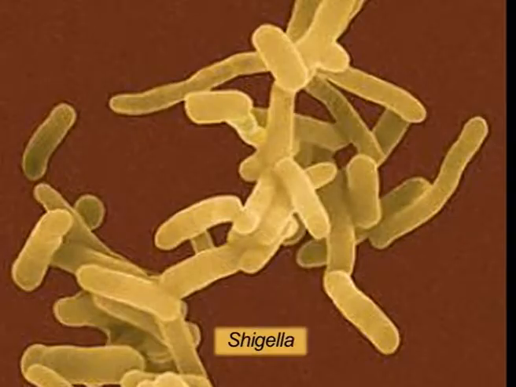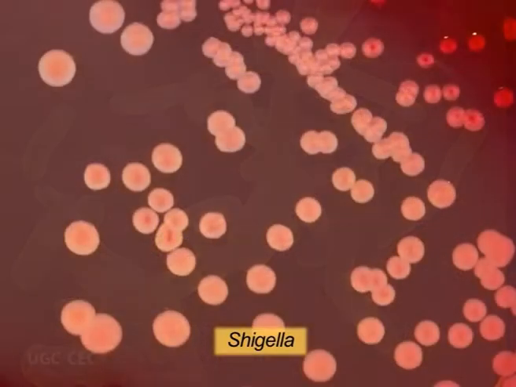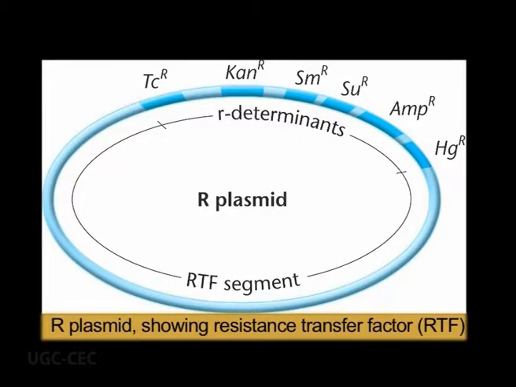And with these R plasmids, they have seen that, say, Shigella, which is a gram-negative pathogenic bacteria, is transferring the R plasmid, as a result of which the recipient becomes resistant to a different set of antibiotics like ampicillin, tetracycline, kanamycin, streptomycin, and the sulfonamides. You can see they are represented as KanR, SmR, SuR, AmpR, HgR, etc.